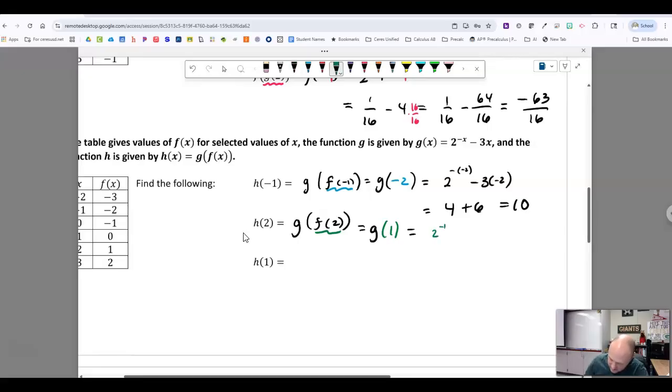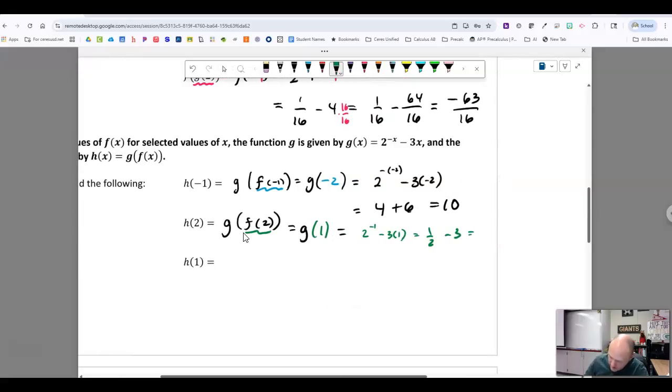And we'll plug this in. So we get 2 to the negative first minus 3 times 1, which gives me 1/2 minus 3. And find a common denominator. 1/2 minus 6/2 equals -5/2, or -2.5. I know some of you are allergic to fractions, so if you like the decimal, that's fine too.